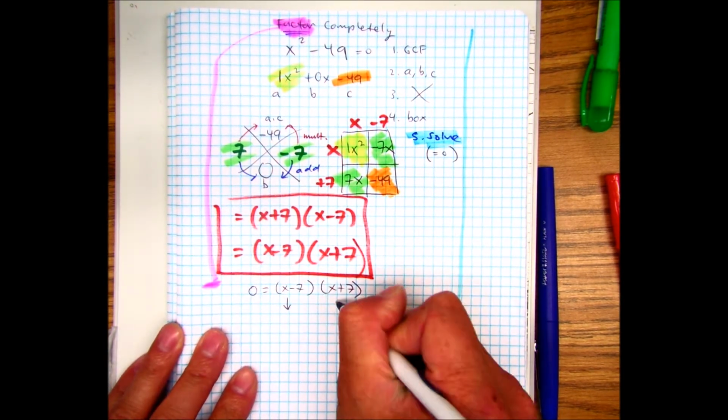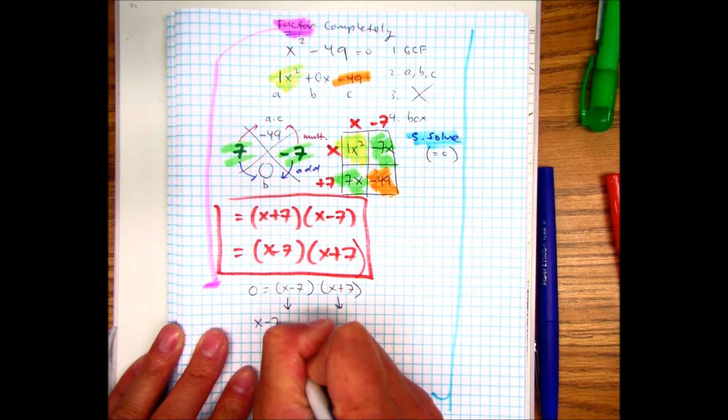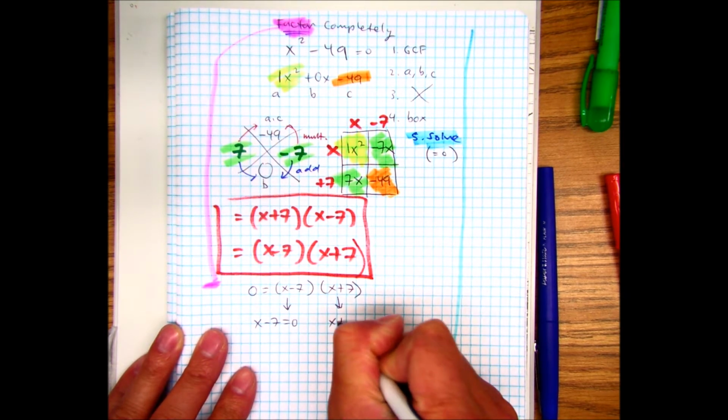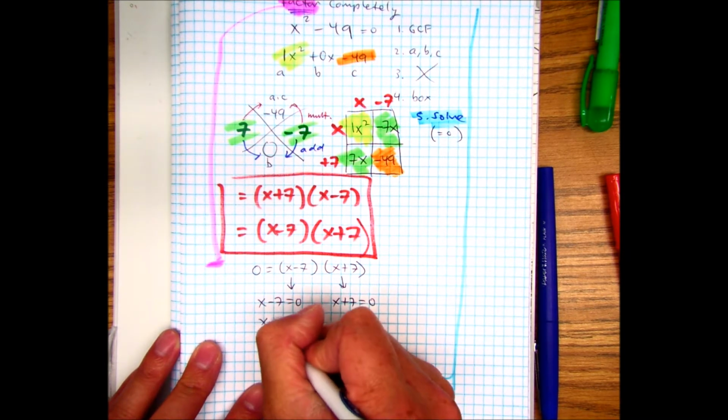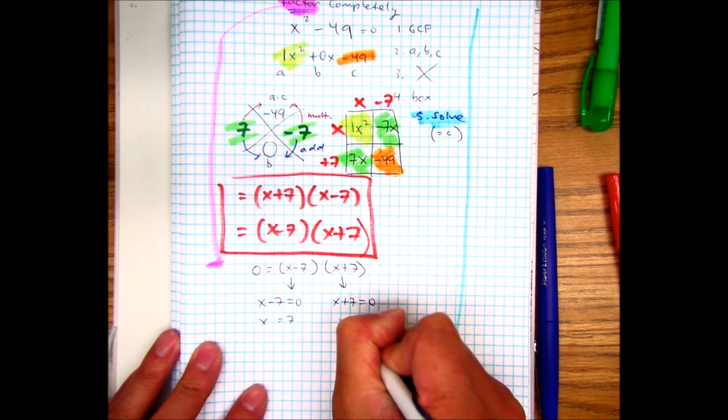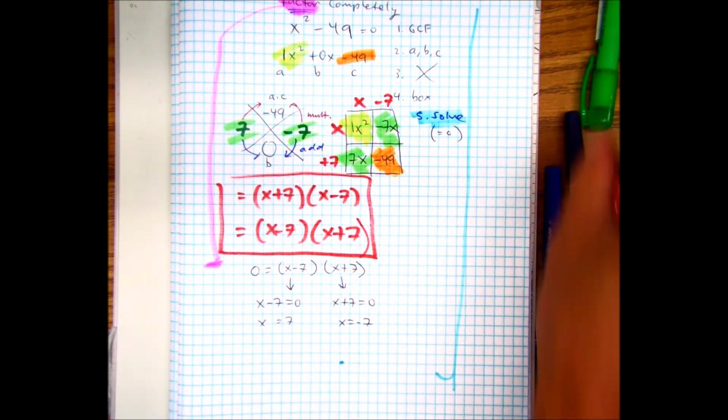So we use the zero product rule. x minus 7 equals 0. x plus 7 equals 0. To solve it, you're going to get x equals 7 and x equals negative 7.